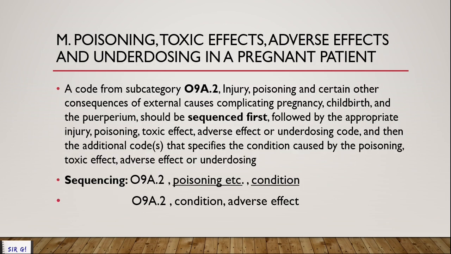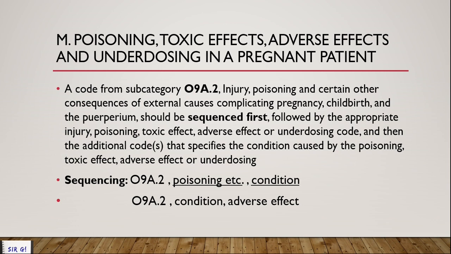Poisoning, toxic effects, adverse effects, and underdosing. We're talking about your prescribed medications, like a code from category O9A.2, injury, poisoning, and certain other consequences of external causes complicating pregnancy, childbirth, and puerperium, should be sequenced first. Guys, if there's a toxic effect, poisoning, adverse effect, or underdosing during a pregnancy, it doesn't matter which. Your first code should always be O9A.2. What matters now is the second and the third code.